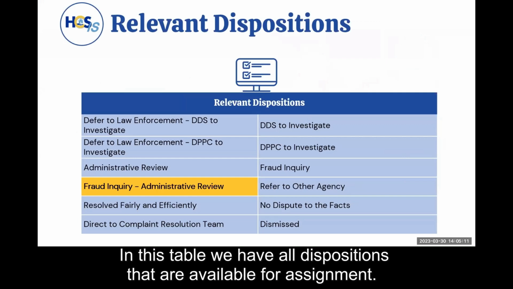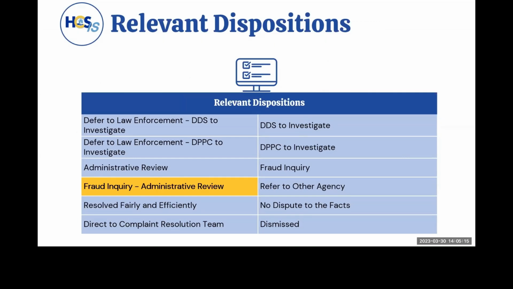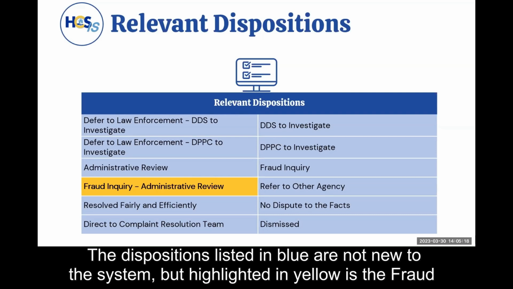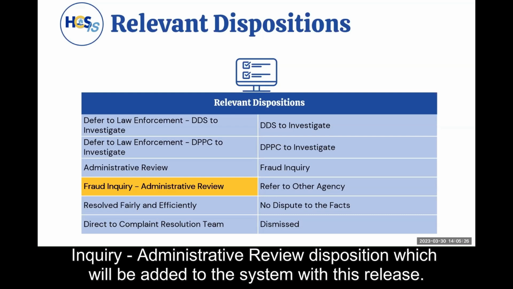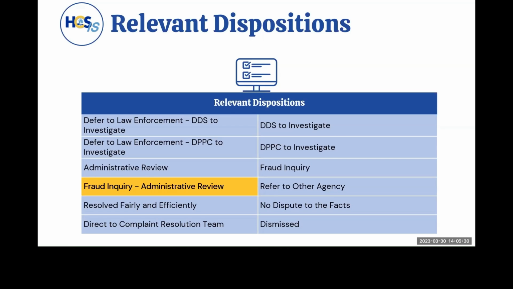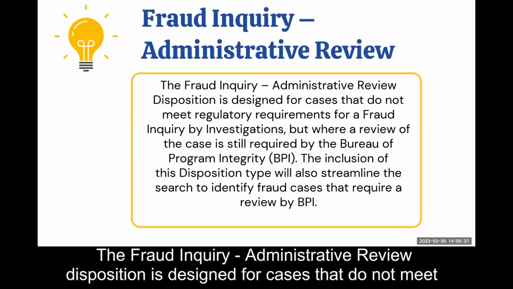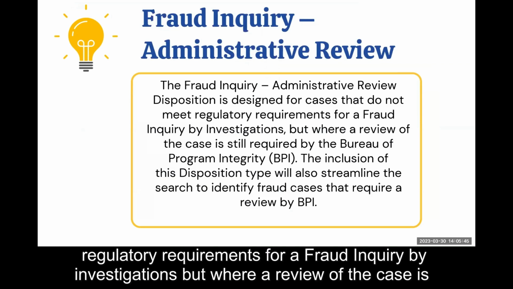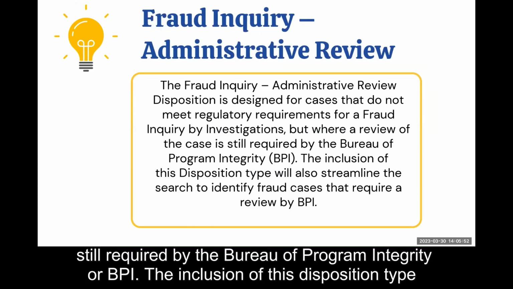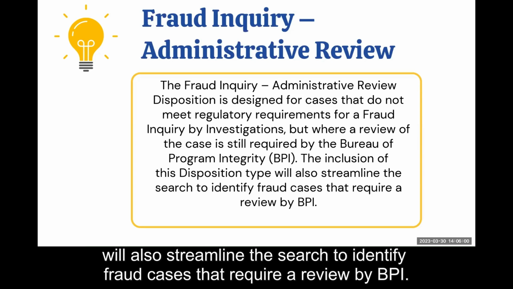In this table, we have all dispositions that are available for assignment. The dispositions listed in blue are not new to the system, but highlighted in yellow is the Fraud Inquiry Administrative Review disposition, which will be added to the system with this release. The Fraud Inquiry Administrative Review disposition is designed for cases that do not meet regulatory requirements for a fraud inquiry by investigations, but where a review of the case is still required by the Bureau of Program Integrity, or BPI. The inclusion of this disposition type will also streamline the search to identify fraud cases that require a review by BPI.